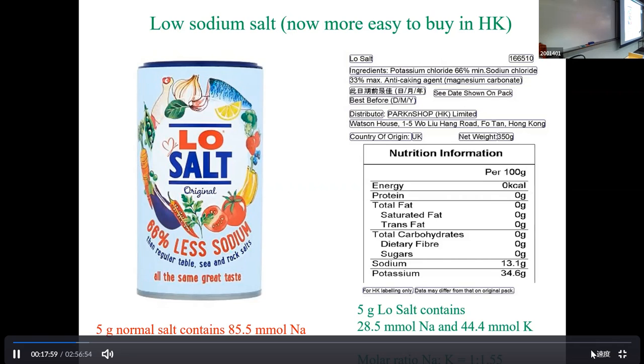It's roughly 1/3 of the sodium that you take in, and at the same time you're replacing the sodium with potassium. As I said, normally the majority of the population is taking too much sodium and too little potassium. So if you replace the salt with this one, for example, this is not the only brand, there are more than one brand, then you effectively can do both: reduce the sodium and, at the same time, increase potassium intake.